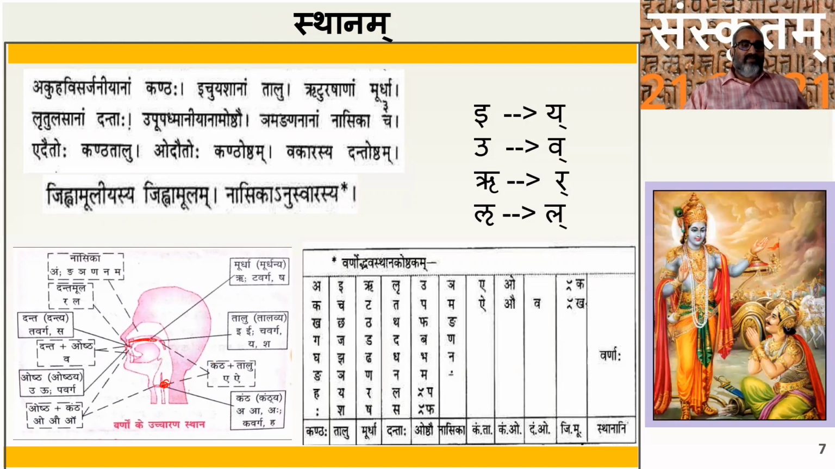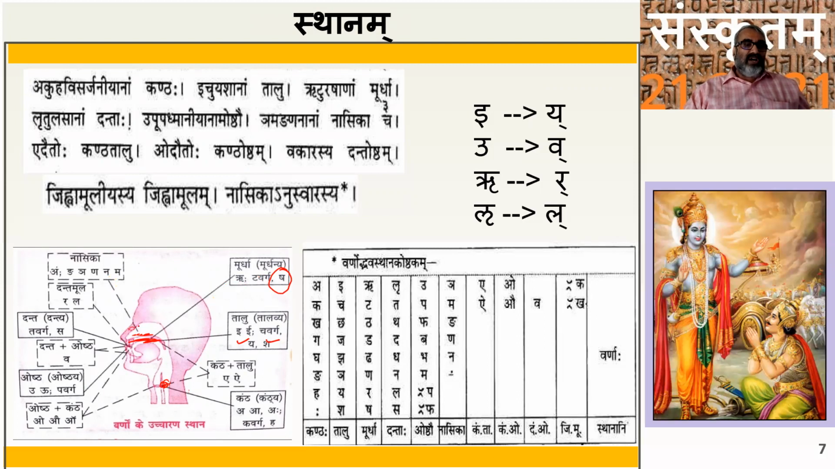Ichu yashanam talu, so it is coming from the palate. This is the part from which the i and the chavargam come. Chavargam means cha, chha, ja, jha, nya, and ya and sha. All of this comes from the sthanam talu. Ruturashanam murdha. The top part of the mouth is called murdha. So murdha is where ra, the tavargam, ta, tha, da, dha, na, and sha come from. So you have murdhanya sha and talavya sha. That is how it is being taught. Talavya sha we will see as we come across it. Then nasika.